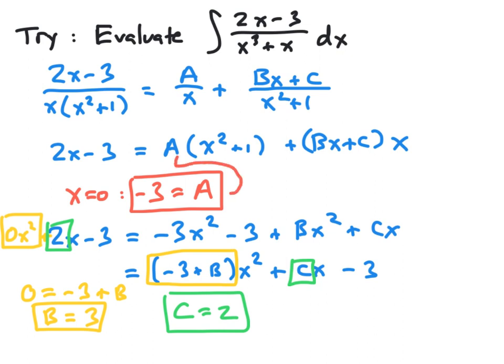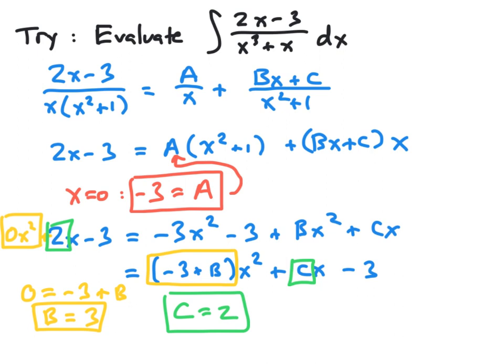We can substitute negative 3 in for A and distribute there to get that 2x minus 3 equals negative 3x squared minus 3 plus Bx squared plus Cx, which we can rearrange and combine like terms to get (negative 3 plus B)x squared plus Cx minus 3. We can then compare like coefficients to find the values of B and C.